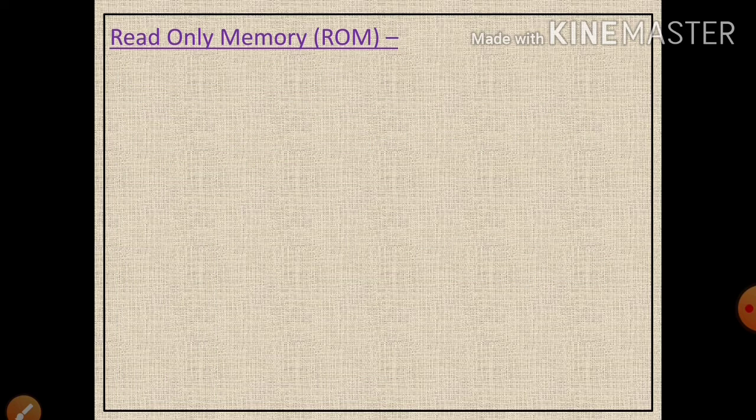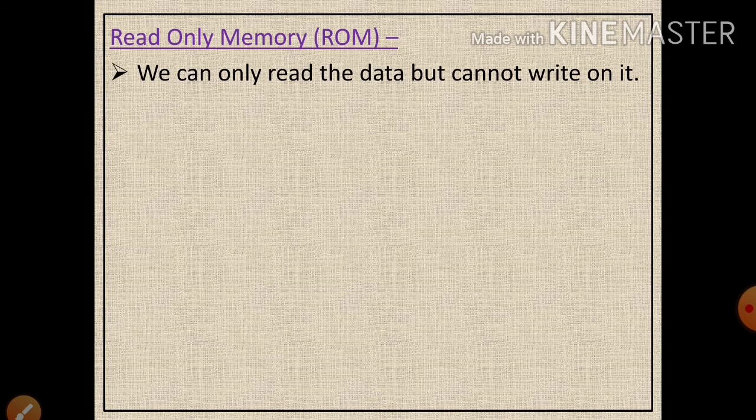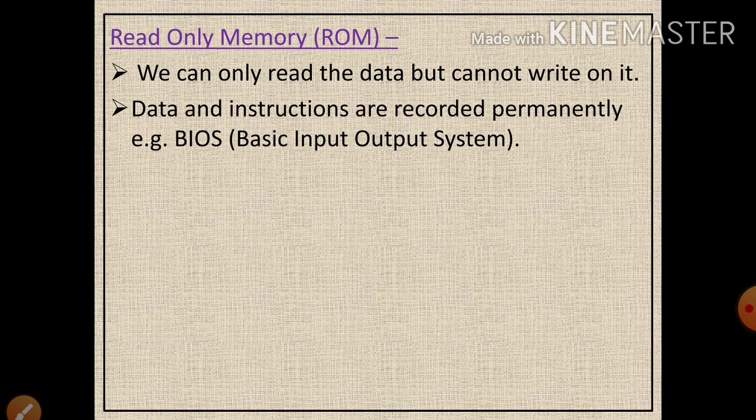Now we will move to the second part of primary memory, that is ROM, read only memory. It is the memory from which we can only read the data, but we are not able to write anything on it. It includes data and instructions that are recorded permanently. For example, BIOS. BIOS means the basic input-output system. Now what does it contain? It contains the directions to load the operating system on the computer when it is turned on.